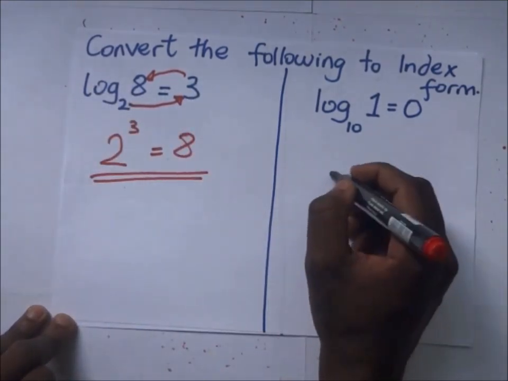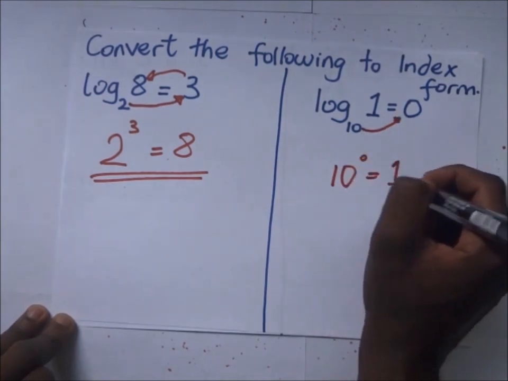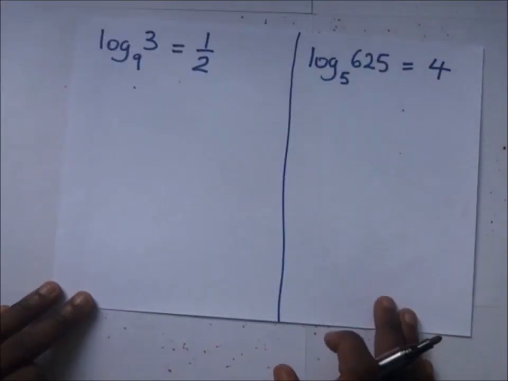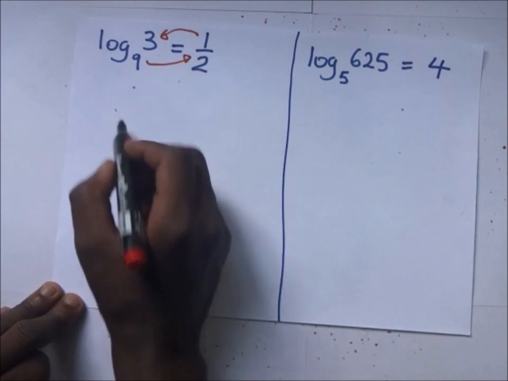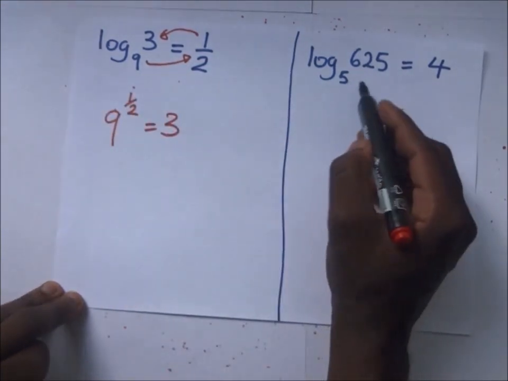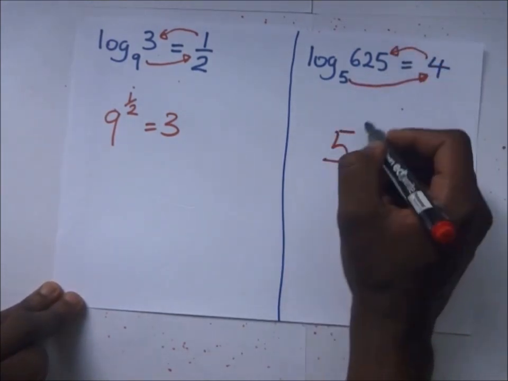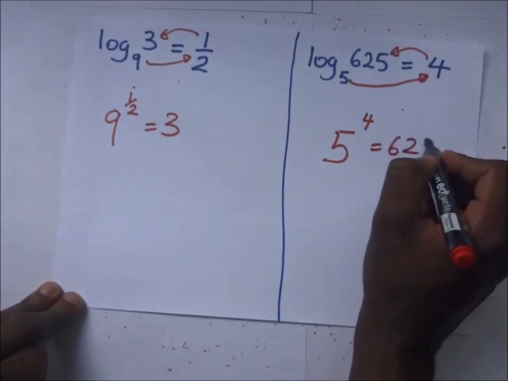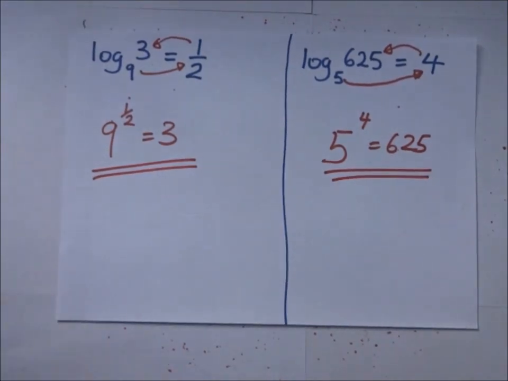It's the same thing we shall do here. 10 to the power 0 is equal to 1. Then also, just like before, it's going to be 9 to the power half is equal to 3. And also here, it's going to be 5 to the power 4 is equal to 625. So it's 5 to the power 4 giving us 625. So that's how you're going to juggle between logarithms and indices. You can convert an index into a logarithm and return it back to where it was.